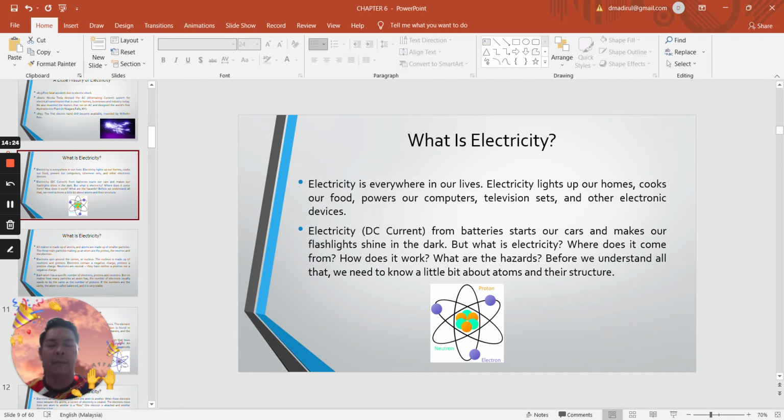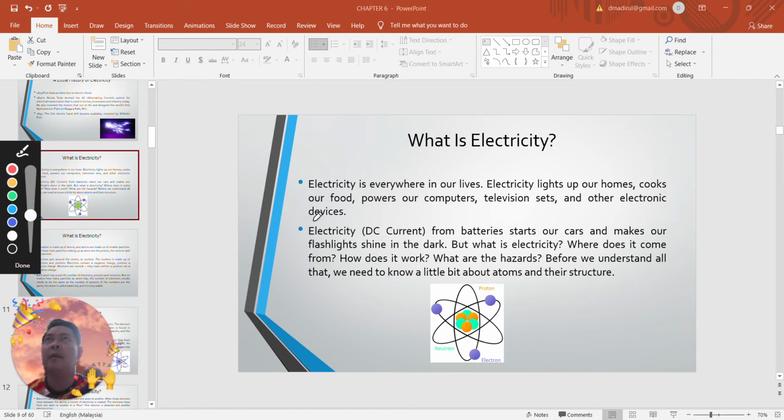so basically, what is electricity? What is the so-called electricity? How is it being conducted? How is it being passed through from one point to another point? And how is electricity being generated? So for this subtopic, we will know what electricity is all about.